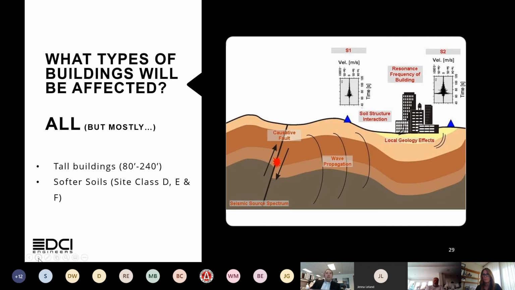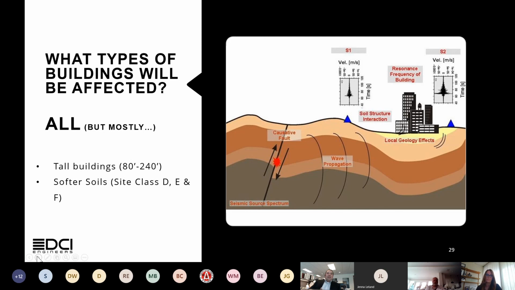So trying to boil this down and say, okay, what types of buildings or what types of locations are going to be most impacted by the change to the next code cycle. And what we're seeing is that tall buildings on softer soil sites, namely site classes D, E, and F, are really going to see that largest increase, that approximately 67% increase for the site coefficients and site-specific analyses. So those are the types of buildings that we really have to look out for.